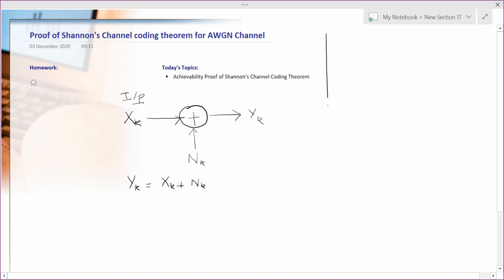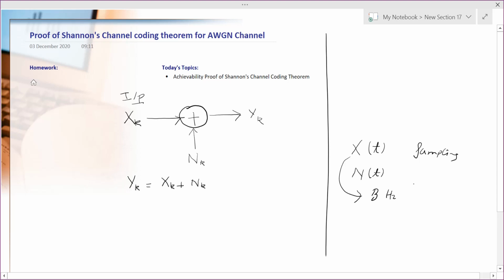Let me remind you that actually the input process is continuous in time. It is x of t. Noise is also continuous in time. It is n of t, but we are sampling it. And we assume that this input is band limited. It has a bandwidth of b hertz.